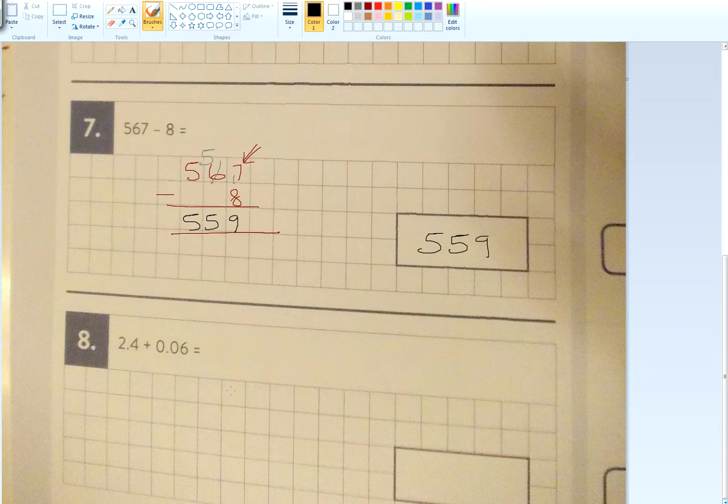Next question, we have 2.4 add 0.06. Remember I told you to line up the decimal points from the question to the answer. So here the decimal points are all lined up. We have 6 in the first column because we're starting over here, and then 4, and then 2. So the answer is 2.46. So far the initial questions have been quite easy without any major drama. Just adding.